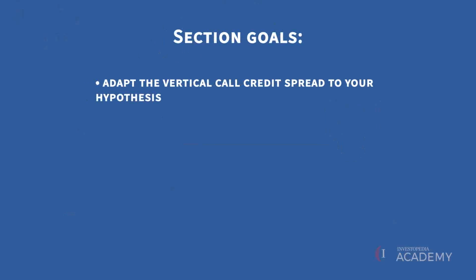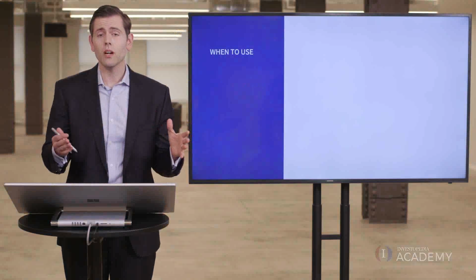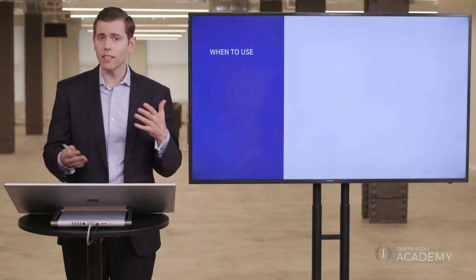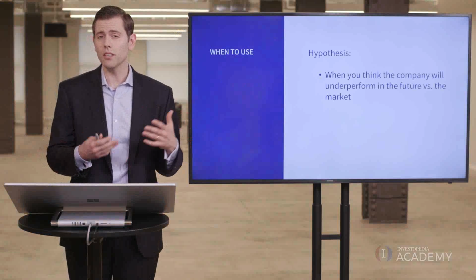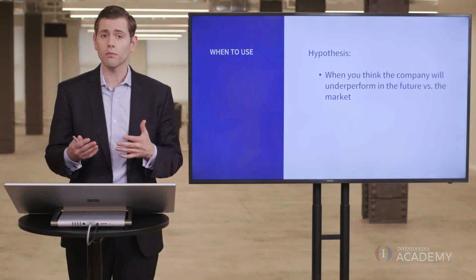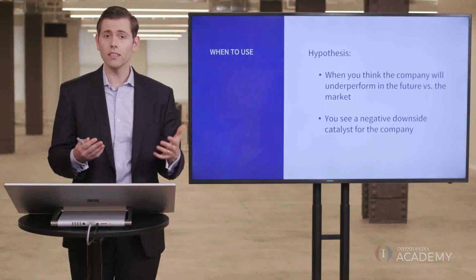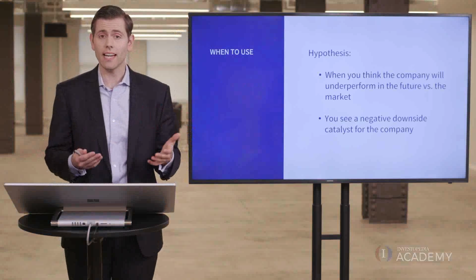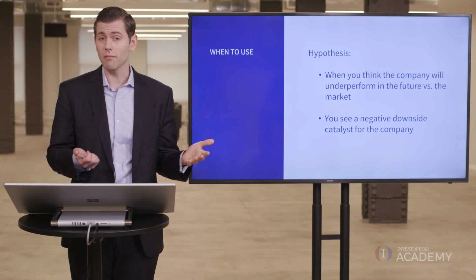In this section, you will learn how to adapt the vertical bear call credit spread to your hypothesis and assess the outcome of applying this spread to your strategy. So now that we've covered a bull call spread, let's go ahead and take a look at a bear call spread. Your hypothesis needs to be that you believe the stock is going to underperform the market in the future. But the bottom line is you need the stock to have a negative downside catalyst. You basically need the stock to fall in order for this spread to make money.